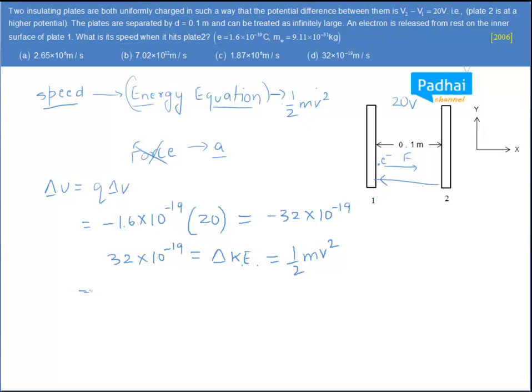So v will be equal to the square root of 2 into 32 into 10 raised to the power of minus 19, divided by 9.1 into 10 raised to the power of minus 31. Here you can calculate the velocity. When you calculate, you'll get the answer as 2.6 into 10 raised to the power 6. So it will be nearly equal to option A. This will be the correct answer.